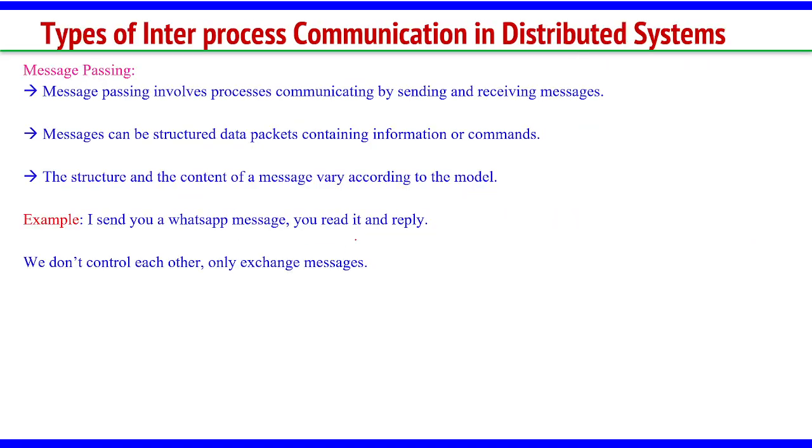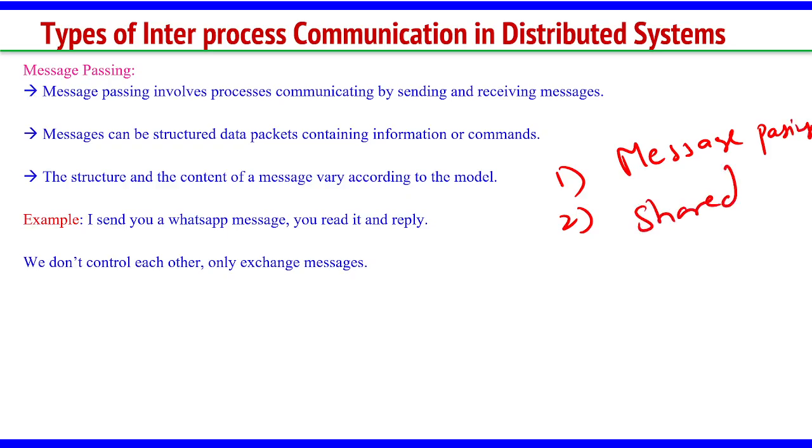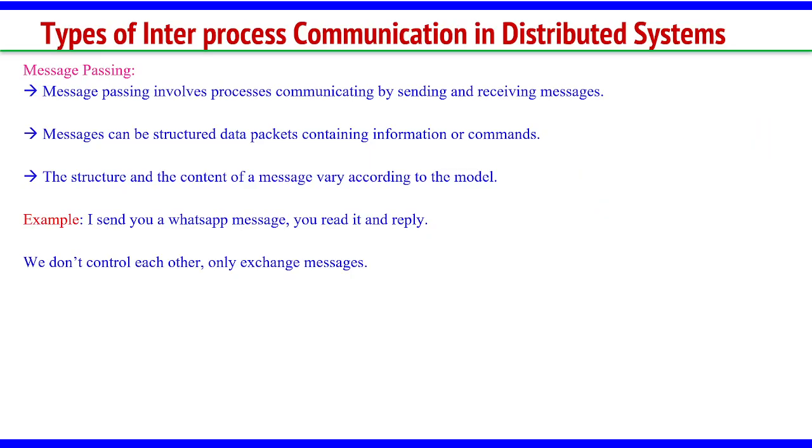So, types of inter-process communication in distributed systems. In operating systems, we generally have two types. One is message passing, the other is shared memory. In operating systems, we have two types of inter-process communication, message passing and shared memory, whereas in distributed systems, we have three different types of IPC. What is that? The first one is message passing. It is the same as that in operating systems, right.